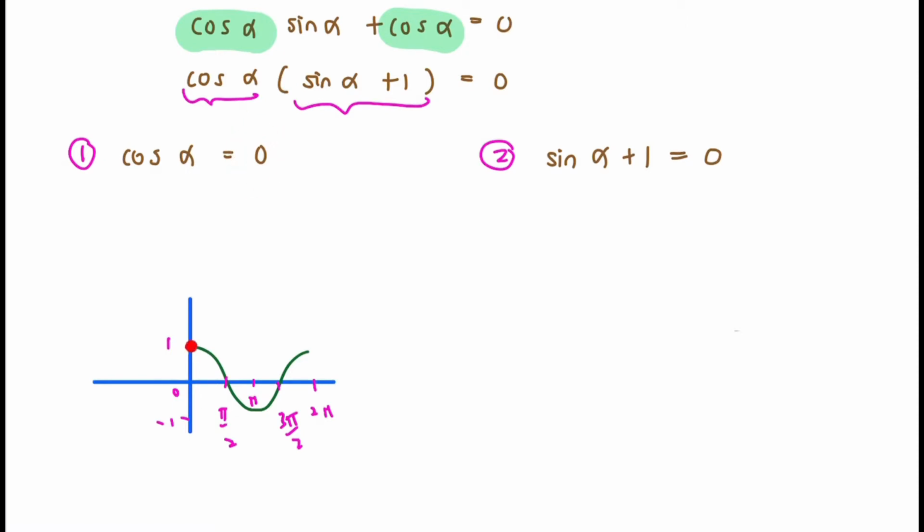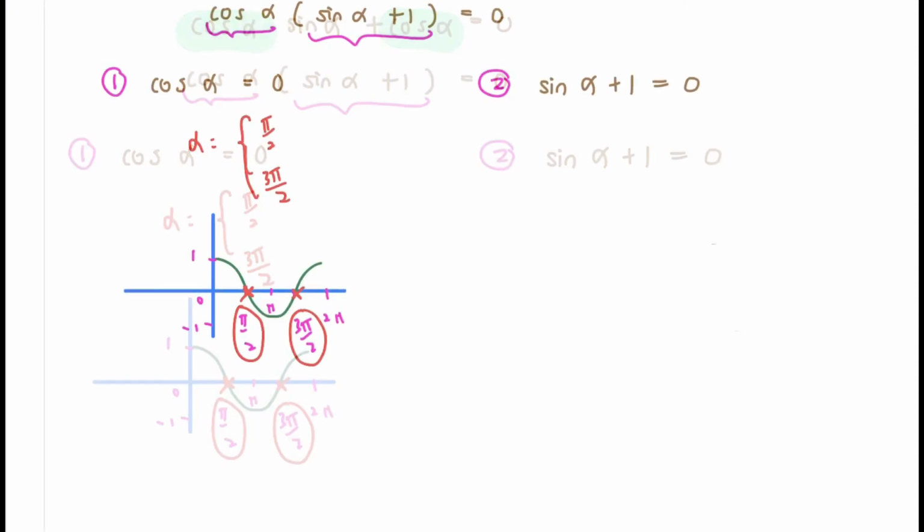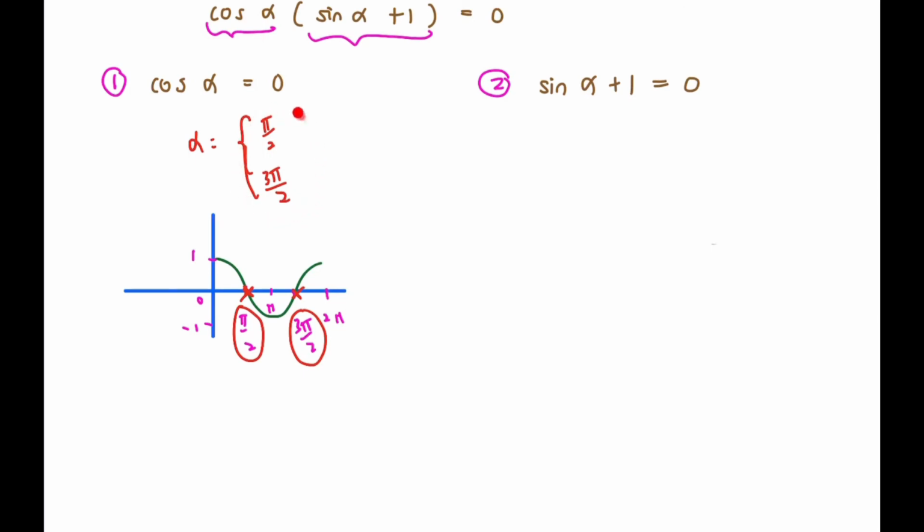Okay, so for the graph of cos, you want to find the value of 0. So you can see that these are the 2 angles for 0: pi over 2 and 3 pi over 2. So be careful. If you use a calculator, you'll not get these two answers. You just get one answer, pi over 2. So it's easy for you to get this answer by graphing.